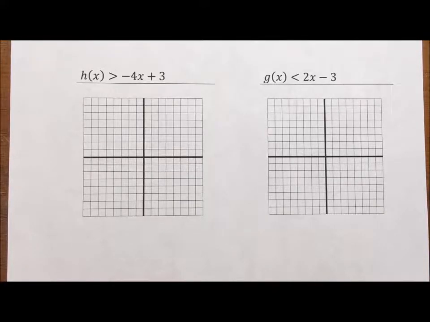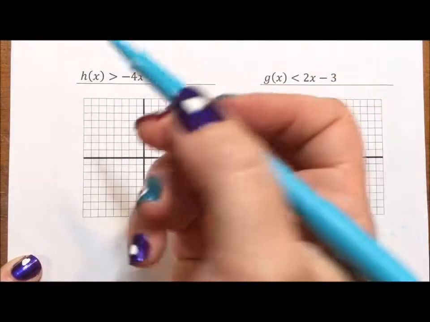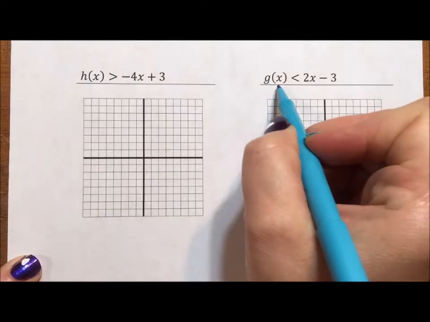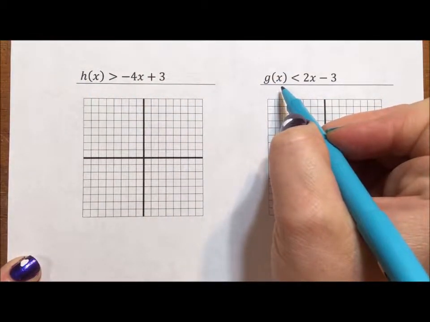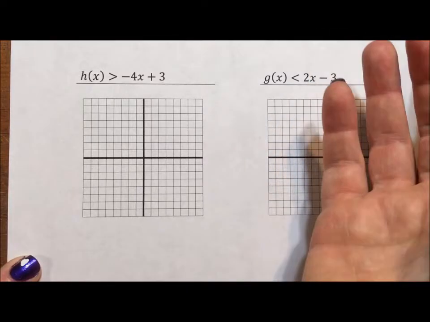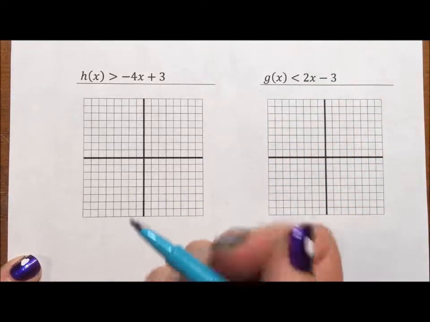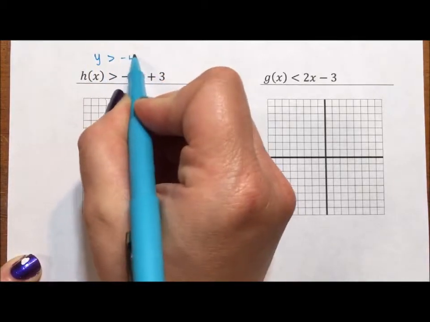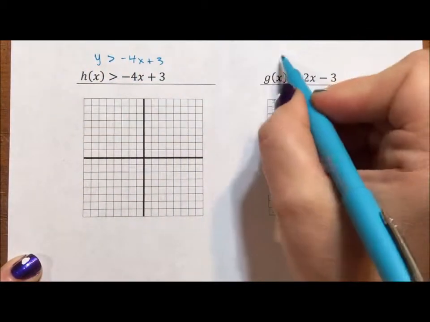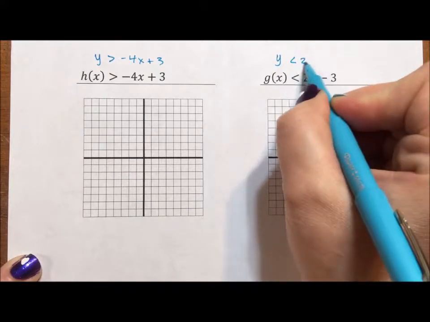Today I'm doing a series of videos on inequalities. In this video, I am graphing two different lines. These lines are both in function notation, and I don't want you to get confused with function notation meaning multiplication, or confused because there's these random letters. Function notation is exactly the same as y is greater than negative 4x plus 3, y is less than 2x minus 3.